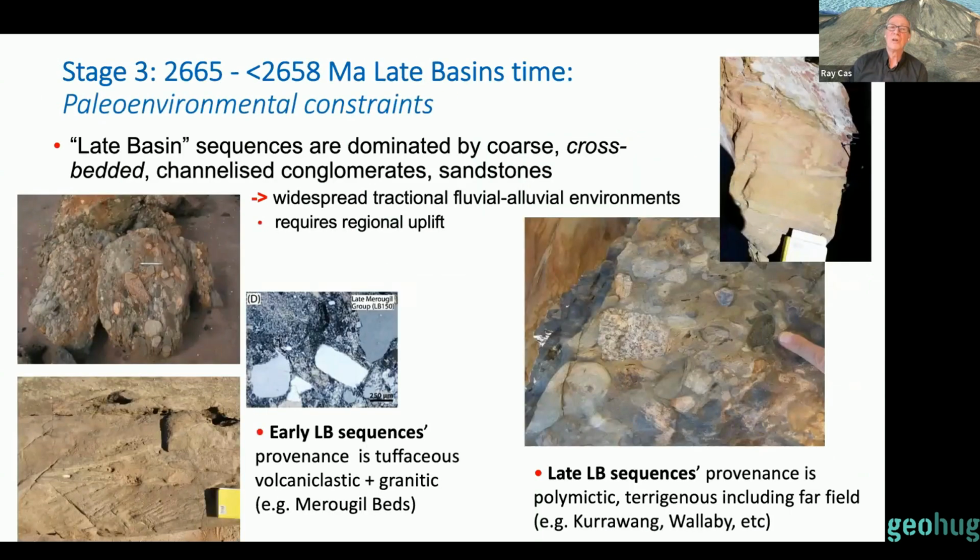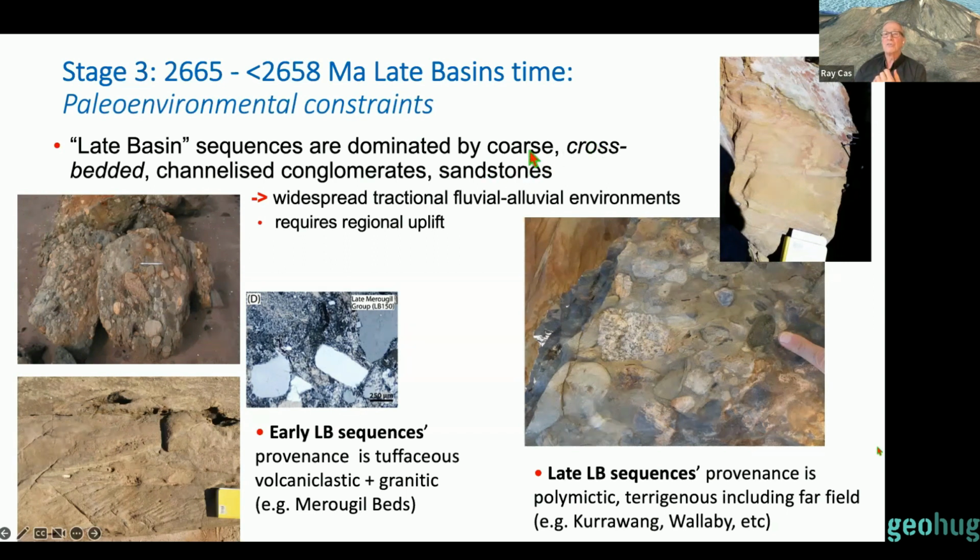Then we go to stage 3, which is the late basins time, extending from 2665 to about 2655 or 2658 as shown here. Again, this is heralded by a significant change in the lithofacies. So the late basin sequences, as these are called, are dominated by coarse clastic sediments and also abundant large-scale trough cross-bedded sedimentary structures, such as there and there, and also, again, conglomerates, many of which are channelized, and associated sandstones.